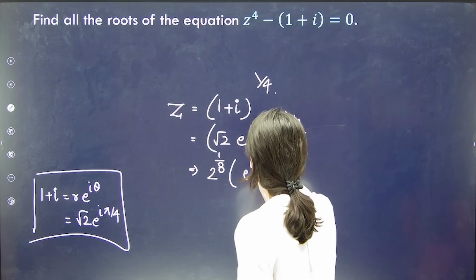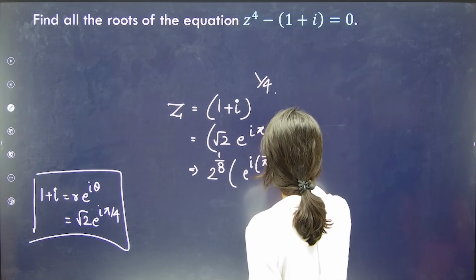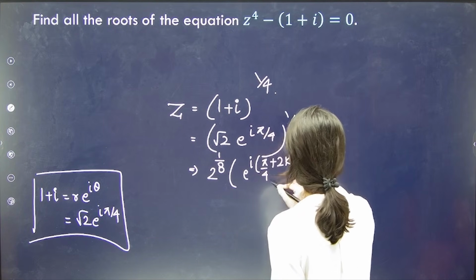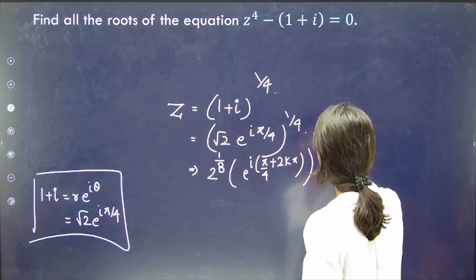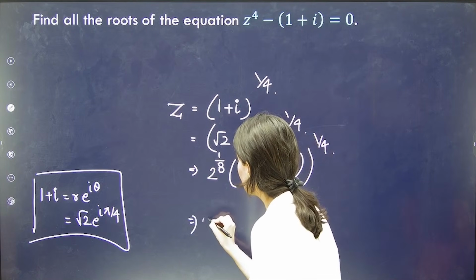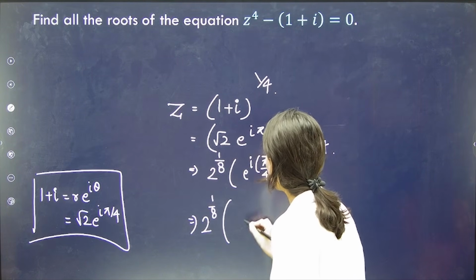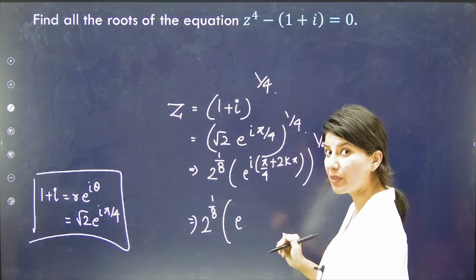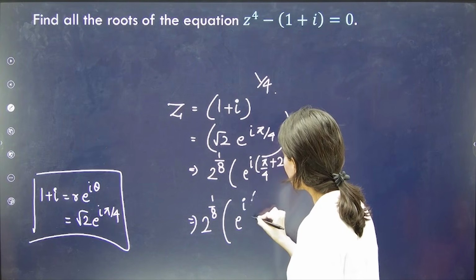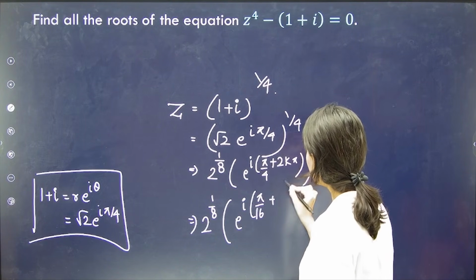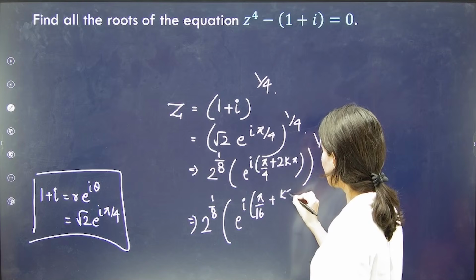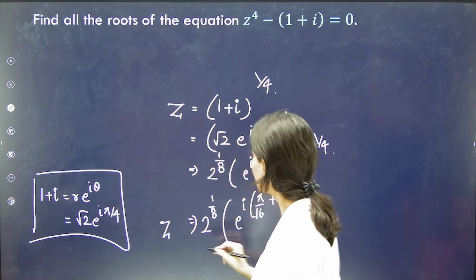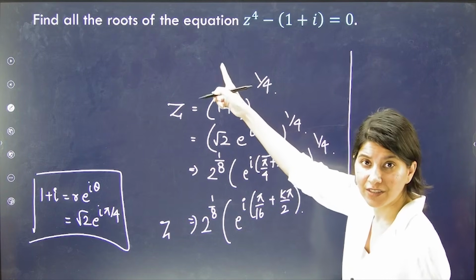Now, in the argument itself, add 2k pi, step by step. In the argument, pi by 4 plus 2k pi, and now we have 1 by 4 as the power. So now this will be 2 raised to power 1 by 8, and e raised to power iota, multiplying by 1 by 4, pi by 16 plus 2k pi by 4, so k pi by 2. Now, this is your z. Now you know what to do. How many solutions? 4 solutions.